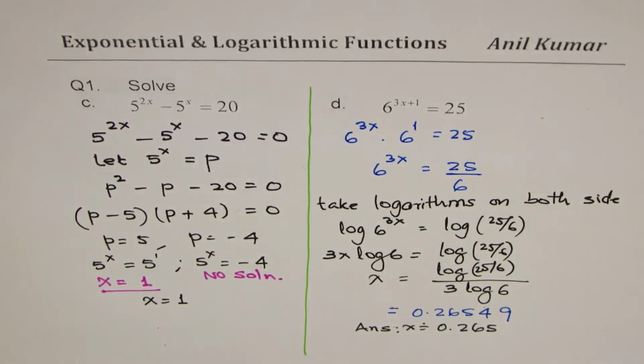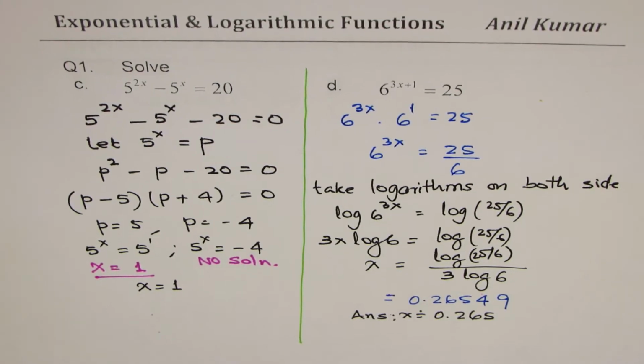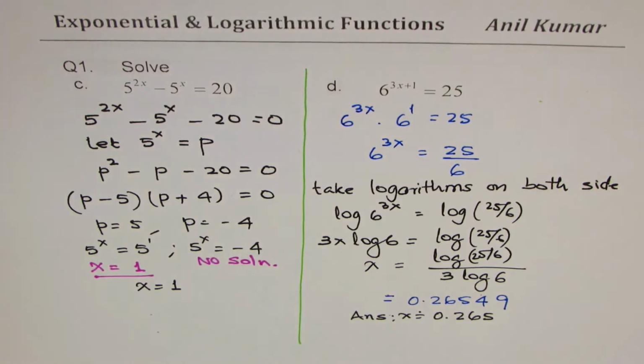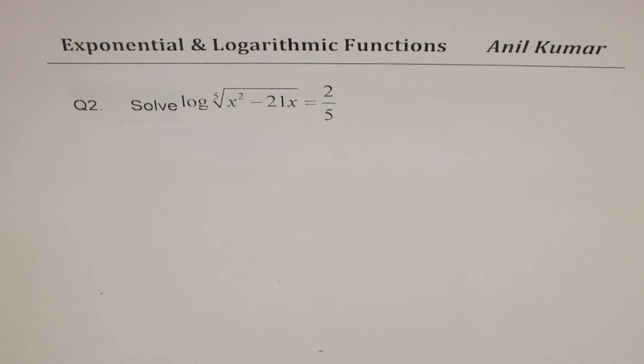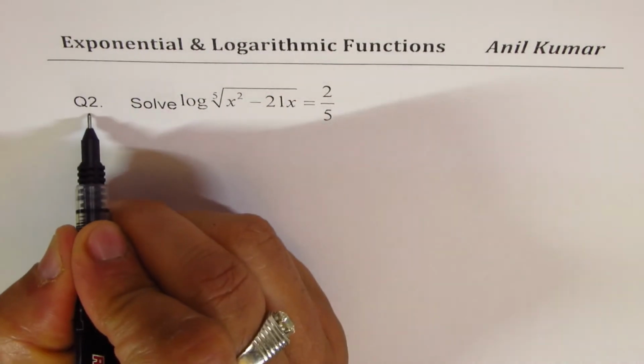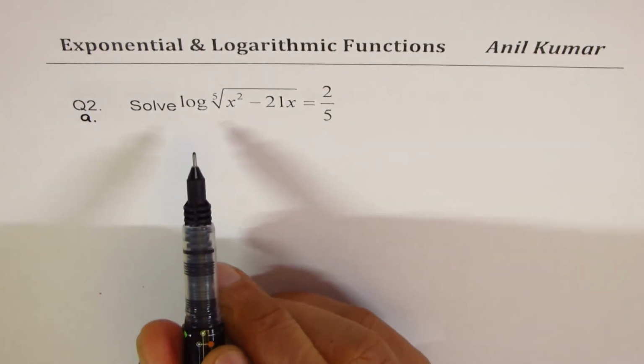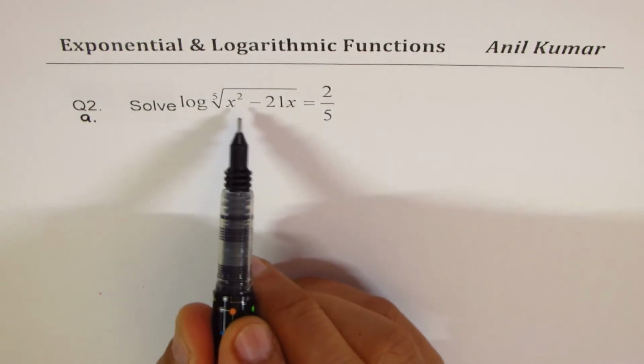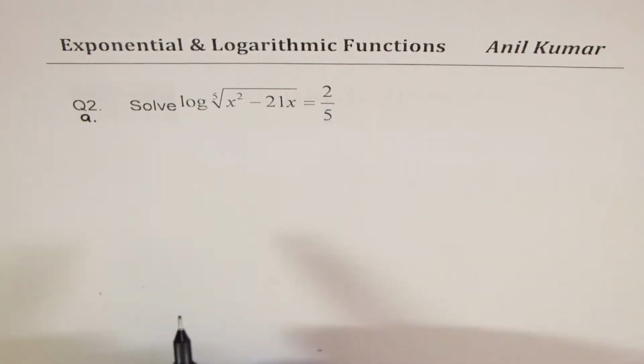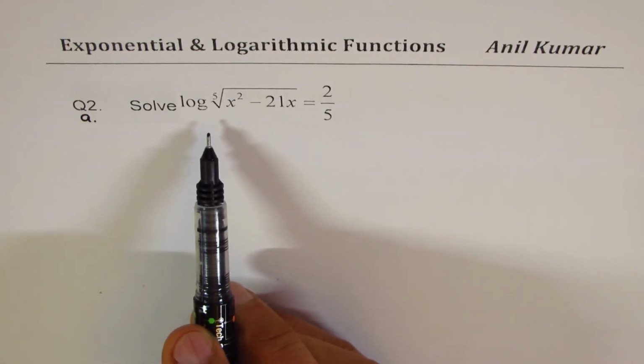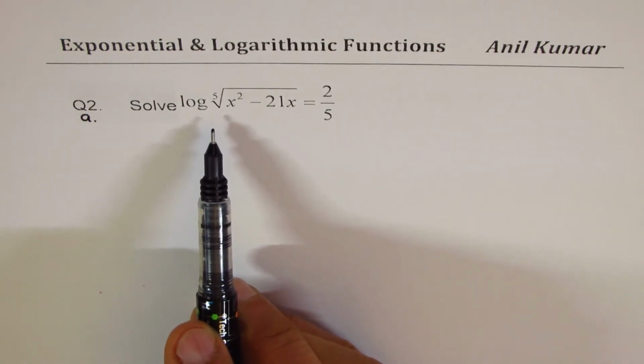We took up 4 different equations. They were all of different types, and this is just to provide you with the variety which you can expect in a test paper. Let's move on to question number 2. Question number 2, we are solving part A. We need to solve for log of the 5th root of x squared minus 21x equals 2 over 5. Remember, in logarithmic equations, you could have extraneous roots.